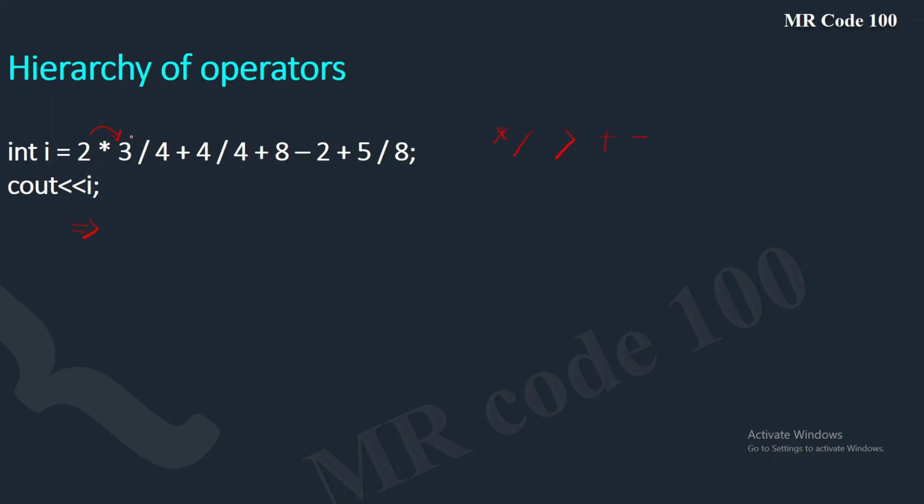2 into 3. Now you can say, Apu, multiplication and division have equal priority, right? Then where should I start from? The answer is we go from left to right. So start from 2 into 3. First we do the multiplication: 2 into 3 is 6, divided by 4. Write the whole thing here.